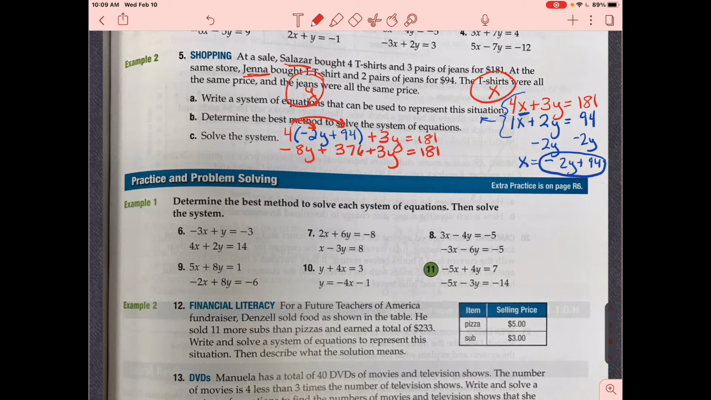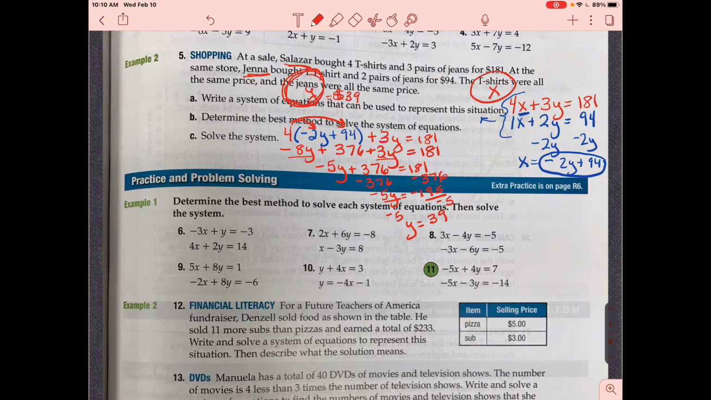I can simplify. I need to put my negative 8y and my 3y together. So that'd be negative 5y plus 376 equals 181. I'm going to subtract 376 from both sides. 181 minus 376 is going to give me a negative 195. So I have negative 5y equals negative 195. Finish this up by dividing by negative 5 to get y by itself, which comes out to 39. So I know that the jeans equal $39 each. Okay, that's the price for the jeans.